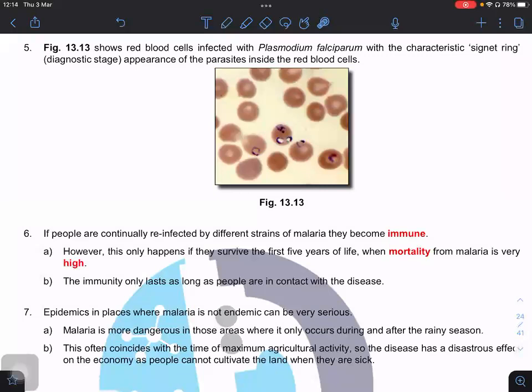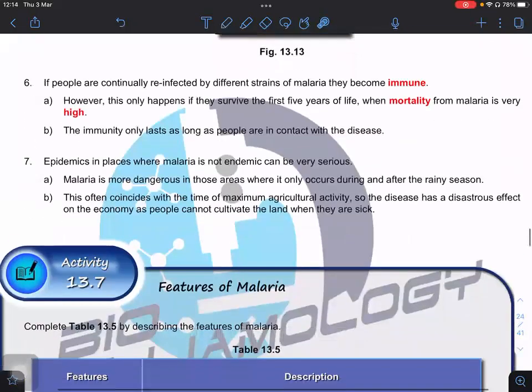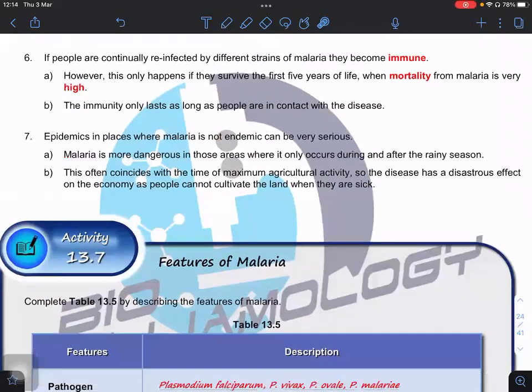Okay, so how do we know? We just take the blood, do a blood smear and stain. You can see a ring structure. So when you see the ring structure, we know it is Plasmodium. In fact, with Plasmodium falciparum particularly, if you look at this, then we know that it must be Plasmodium falciparum. If people continue to be reinfected by different strains of malaria, they become immune. But normally it won't happen. It only happens if you survive the first 5 years of life.